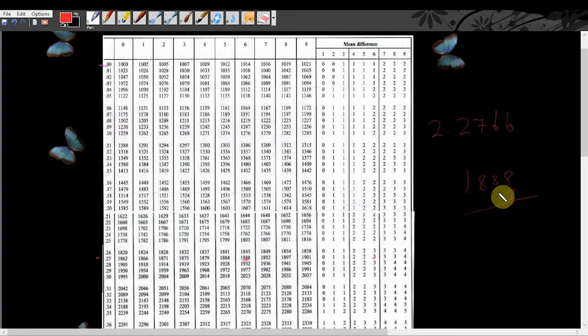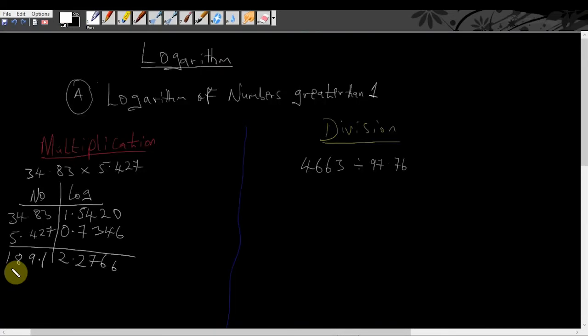Add 2 of them. 8 plus 3 gives us 11. You write 1, carry 1, put here 9. Then bring down these ones. Effect it with the characteristics. These 2, it will go 3 places. You're having your dot here. This becomes the anti-logarithm you are looking for. The answer now is this 189.1.